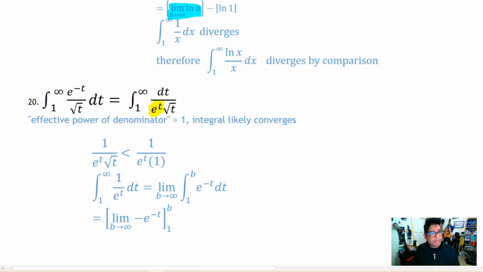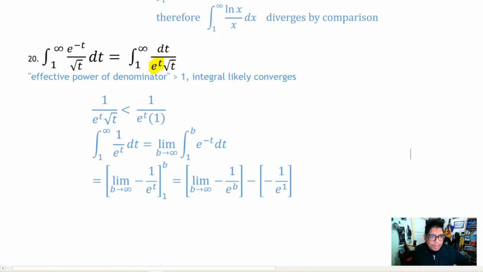Now with my antiderivative, I'm just going to substitute. Actually, before I substitute, I'm going to change that e to the negative t back to 1 over e to the t. I think in this form, it's a little bit easier to see that you're going to get something that converges. So let's substitute our limits. And now with that b in place, we can see that the denominator, e to the b, is going to grow without bound, and the numerator is going to stay the same. So this entire thing is going to go to 0. So my integral from 1 to infinity of 1 over e to the t is going to converge to 1 over e.